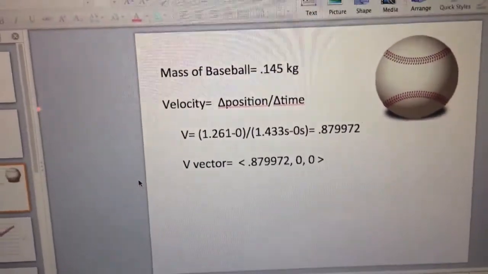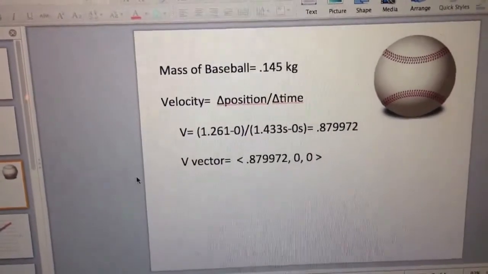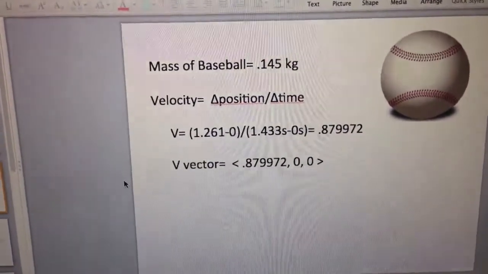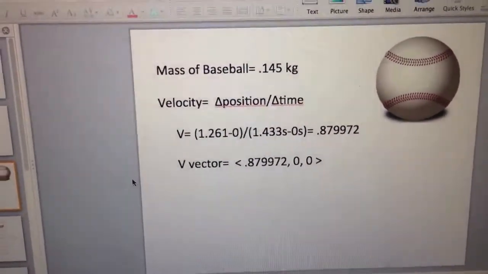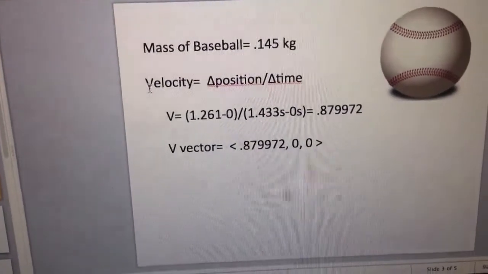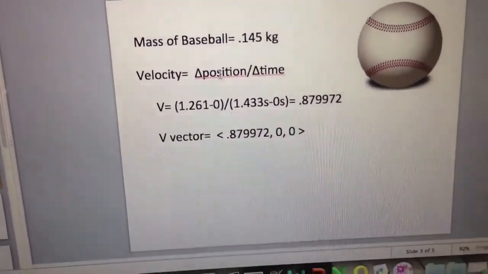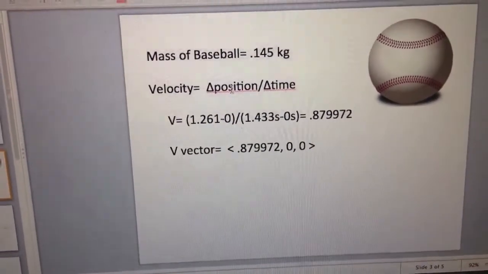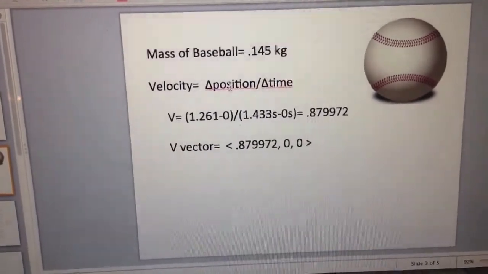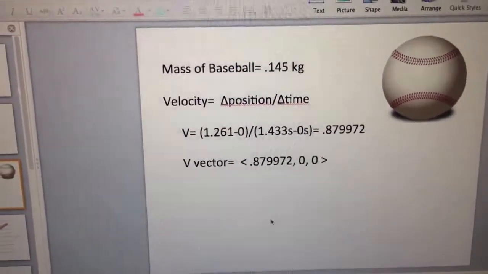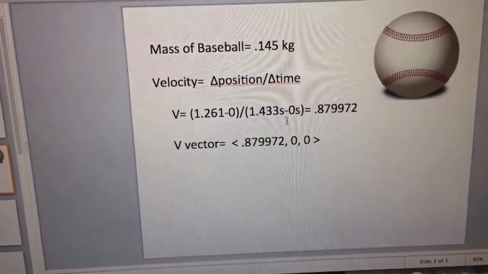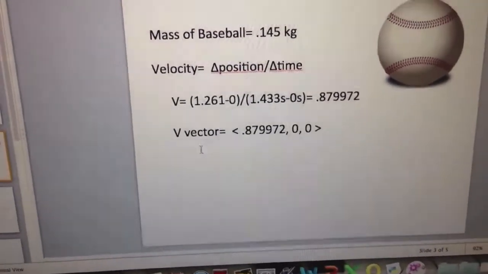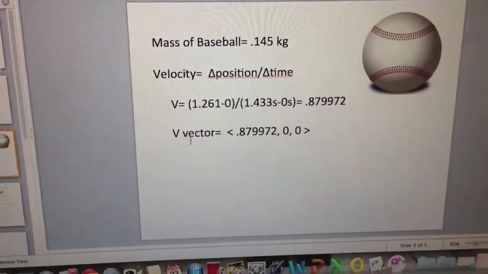Alright, so before we can enter it into Python to get our desired graph, we must first know that the mass of the ball is 0.145 kilograms. And we know that the velocity is equal to the change in position divided by the change in time. So for us, our final position was 1.260 with our origin being 0, and it would be divided by 1.433 seconds to give us a velocity of 0.879972. And here it is right here in vector form.